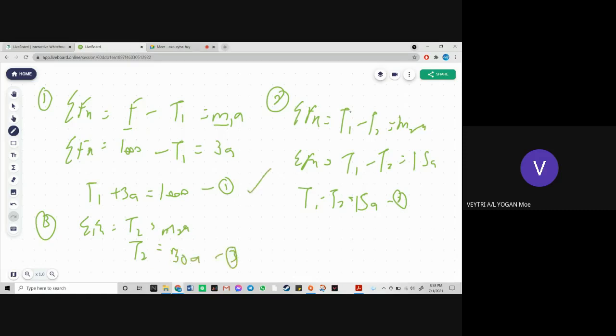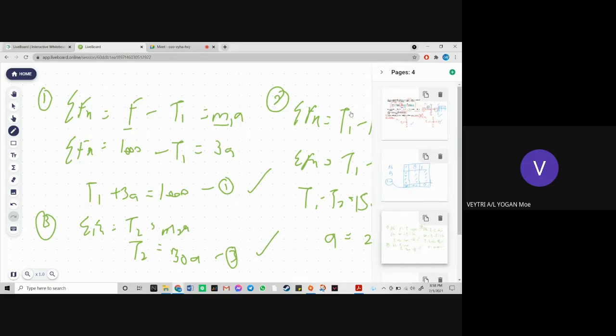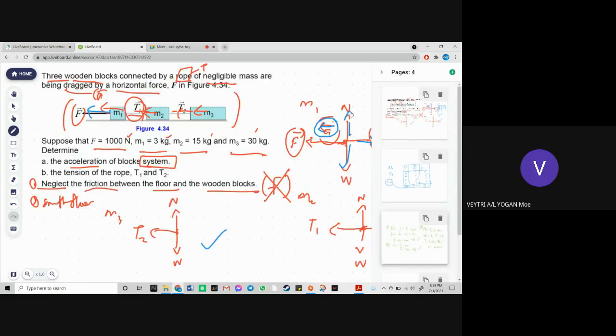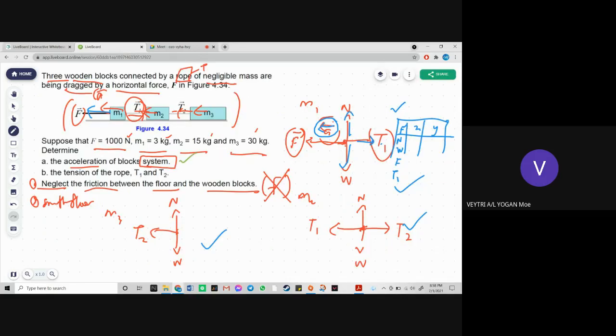Now, first equation is there, second equation is there, third equation is there. Can you guys do your simultaneous equation? Yes, you can do substitution or cancellation method. Get your value of A. Over here, your value of A will be 20.8 meter per second square. Please show me your working steps. Alright? Okay, now. That is for the first question. First question settled. Why is there only one acceleration? Because this whole thing is represented by a system. It's connected to the rope. Next, the tension of the rope T1 and T2.